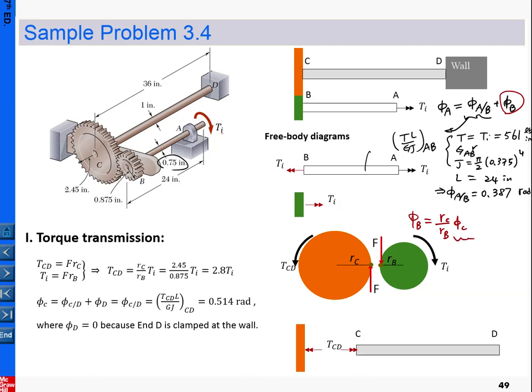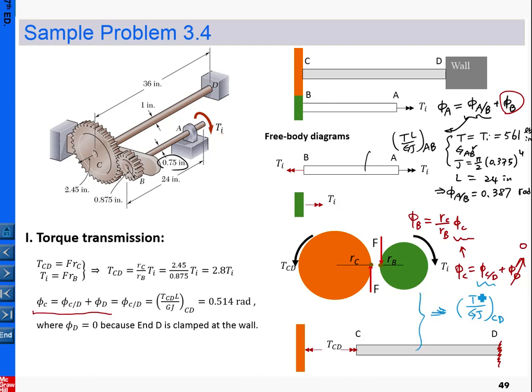And what is phi C? If you remember again, phi C equals phi C relative to D plus phi D here. Again, we take the relative displacement concept here. Because D is fixed against the wall, this number equals 0. And then what is this one? Basically, that is TL over GJ, the angle of twist between the ends of the shaft. So that is using this formula and taking whatever pertains to CD. So from here, we have the information.